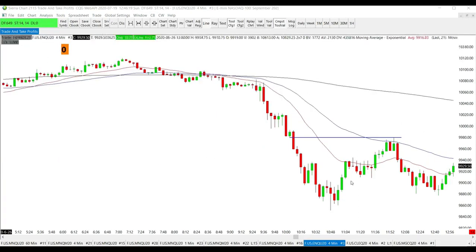The same thing with a broken 1, 2, 3, guys. We have the market trying to go up and it can't close above this high. We want to sell this, and we're going to put our stop loss one tick above this candle right here.